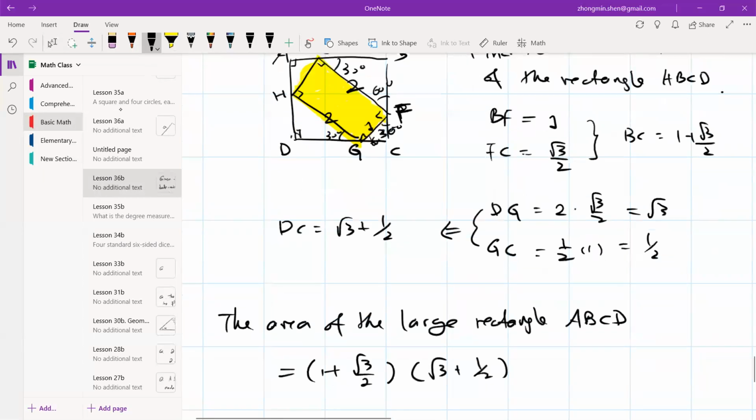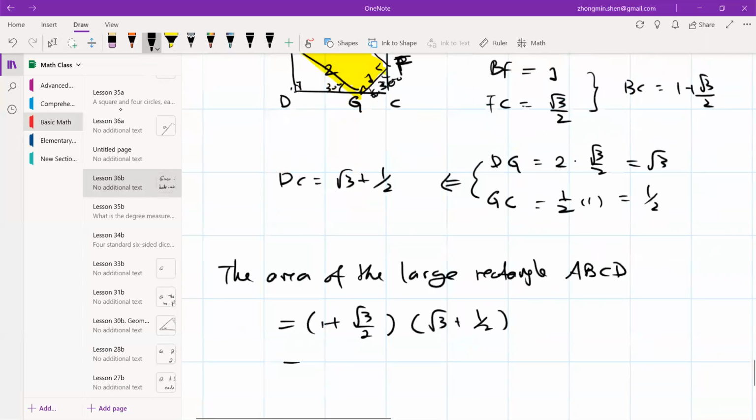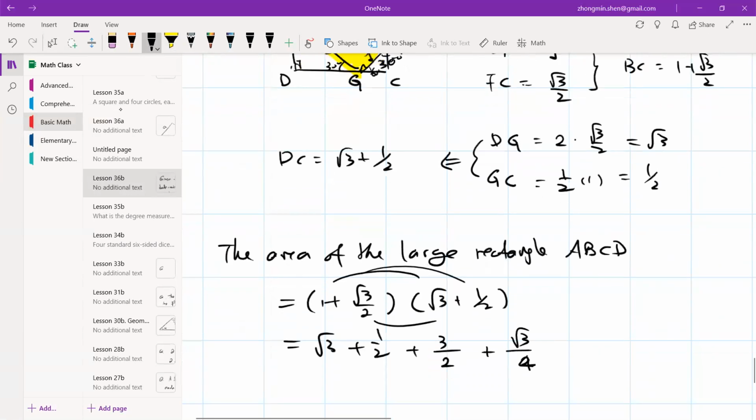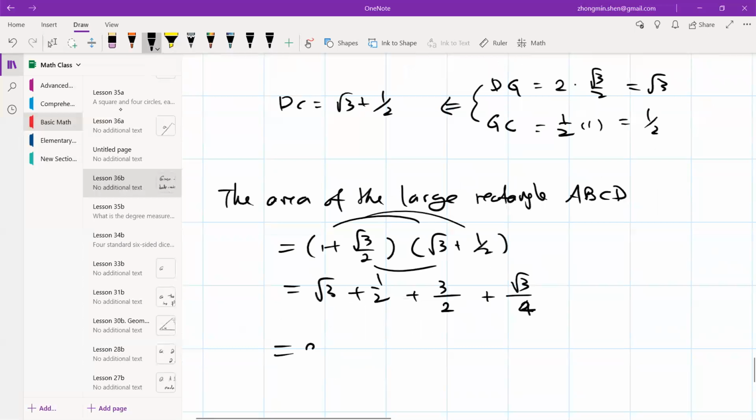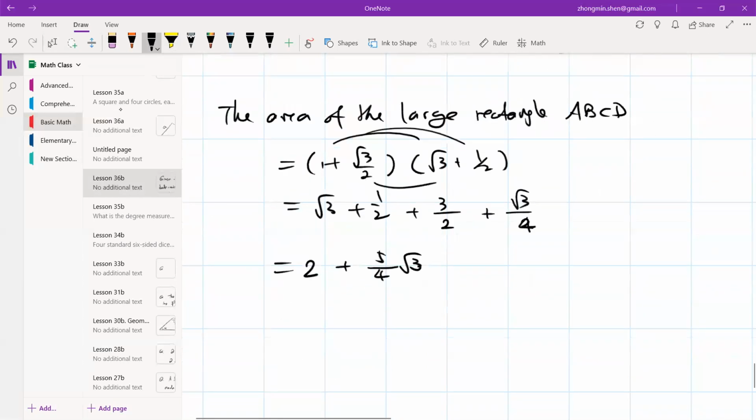Multiply them out, you can simplify it. So it's square root 3 plus 1/2 plus 3/2 plus square root 3 over 4. And then add them together, it's 2 plus 5/4 square root 3. Okay. So this is the area.